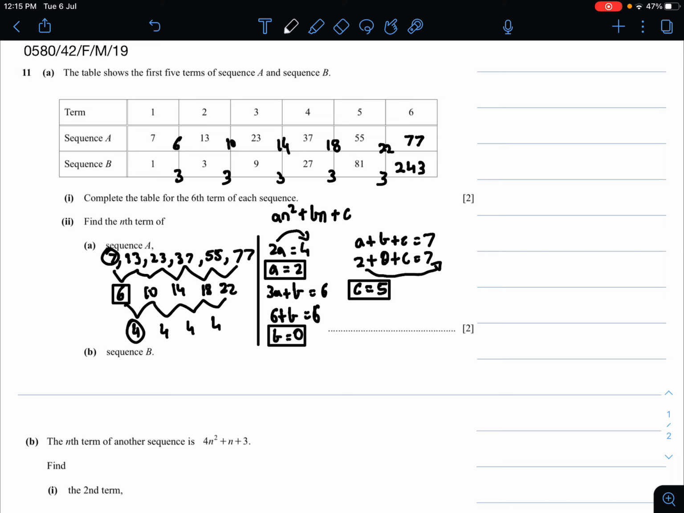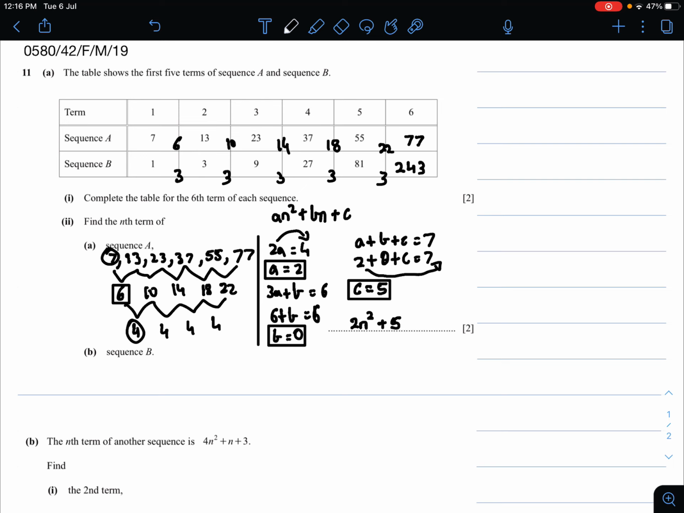So now we can rewrite our nth term as 2n square plus 5, because the value of b is 0, so 0 into any number will be 0, so 0 into n is 0, therefore we don't write the second term of the quadratic sequence.